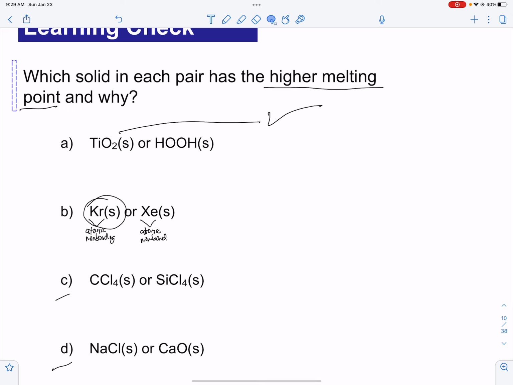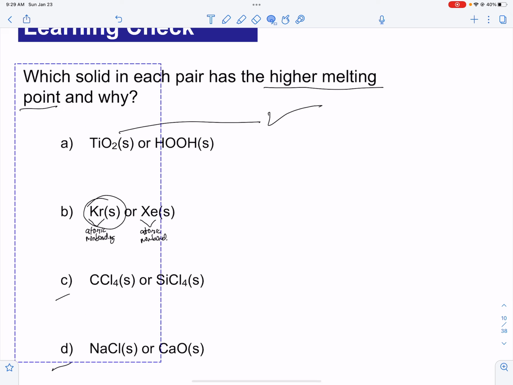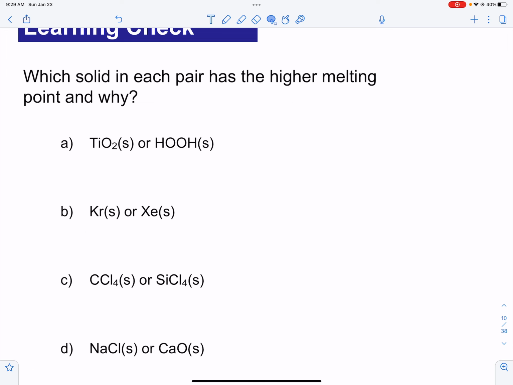What about the next one? Well, on the next one we have carbon tetrachloride, which is a molecule, two nonmetals. So this will be a molecular solid. And then we have silicon tetrachloride, which is also a molecular solid. When you have molecules, they will have dispersion. Remember when we did the tables? They can also be dipoles. So carbon tetrachloride.